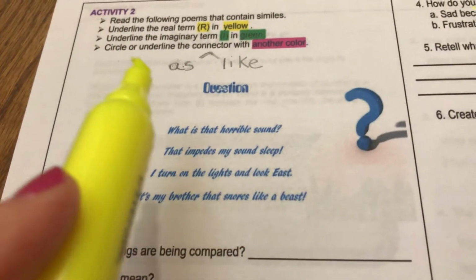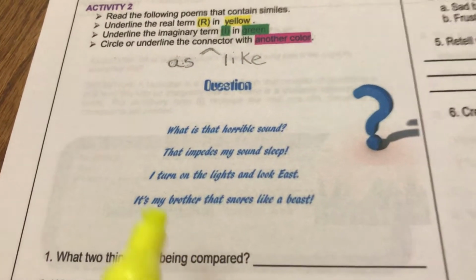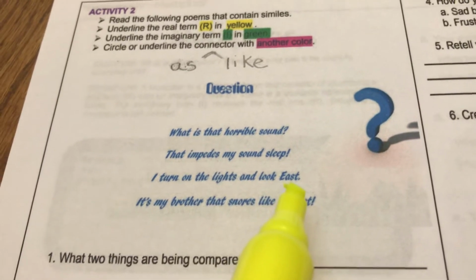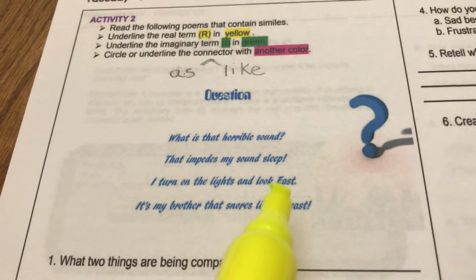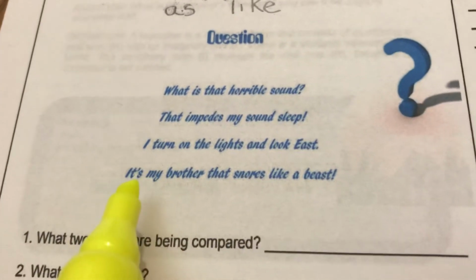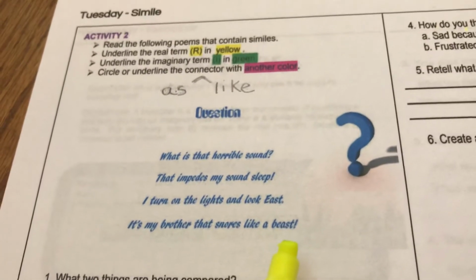Well, I'm still not seeing as or like. I'm not seeing any type of comparison in this third line. This is just what he's doing. He's turning on the lights and he looks east, which, if you know which direction east is, would be to your right. Okay. Then let's read this very last line. It's my brother that snores like a beast.